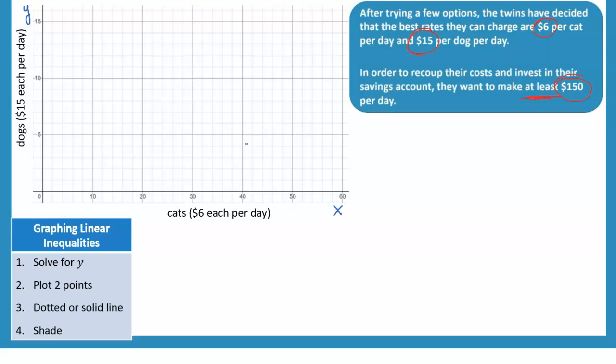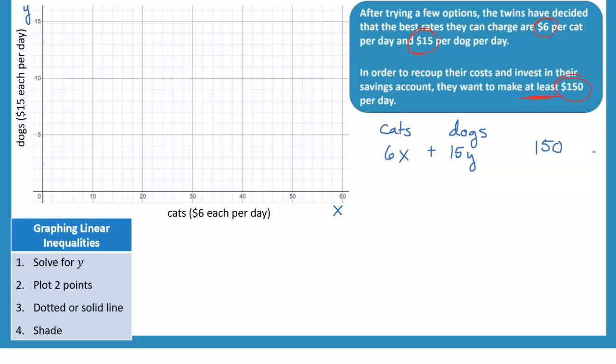So how much money are they bringing in from cats? If they have X cats and they make $6 per cat per day, the amount they bring in for cats should be 6 times X. That's how much they will make on cats every day. Similarly, for dogs, it's going to be the Y variable, and they're making $15 per dog per day, so it will be 15Y. So 6x plus 15y, and we're going to be comparing that to 150.